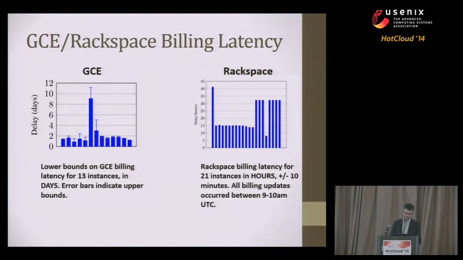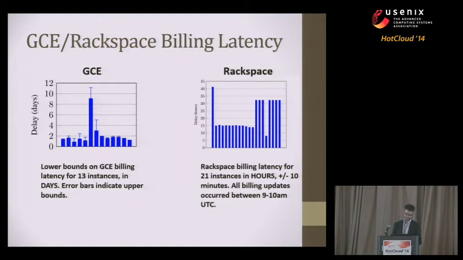And GCE and Rackspace were even slower, with GCE latency coming in over the course of days, with an average of over 2 days, maximum, I believe, of 11. And Rackspace latency typically within 24 hours, but sometimes longer. These graphs show individual instances and their corresponding billing latencies. You can note that the y-axis for the GCE graph is in terms of days, while it's in terms of hours for Rackspace.